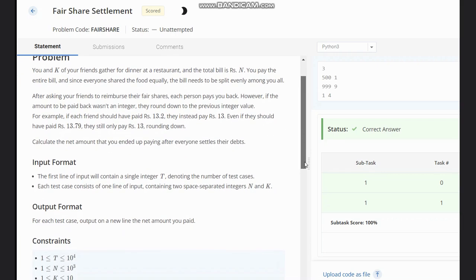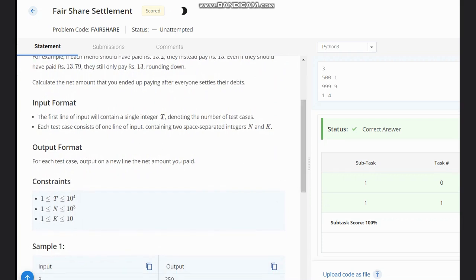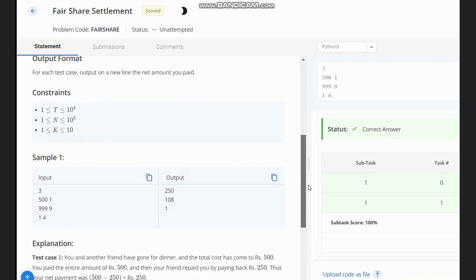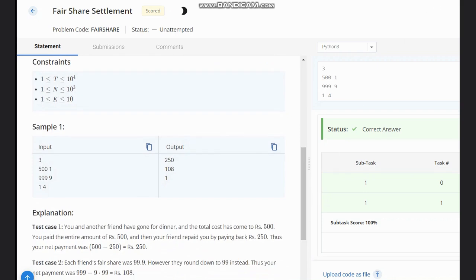So now we have input as T, the number of test cases, and N and K. N represents the total amount which is paid, and K represents the number of friends. So first you need to remember that the total number of people is K plus 1, because you are also included in this. So plus 1 is for yourself.